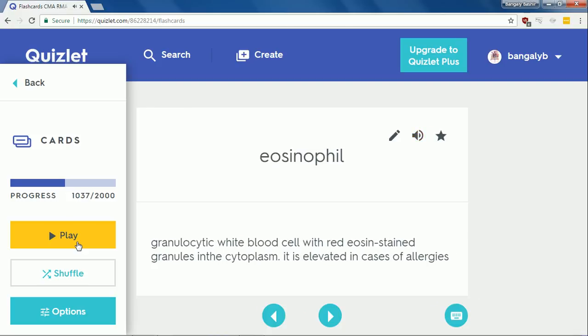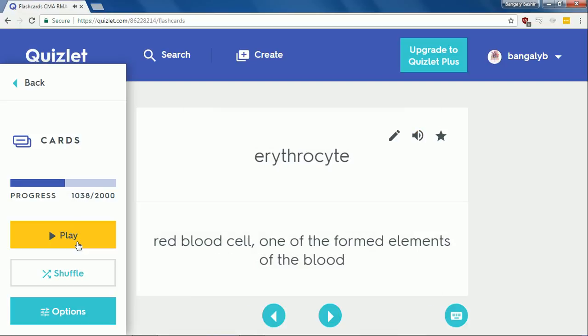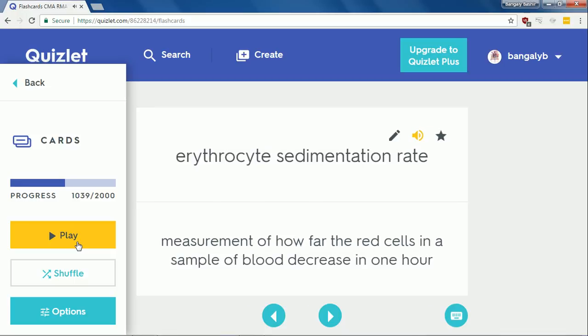Eosinophil. Granulocytic white blood cell with red eosin stained granules in cytoplasm. It is elevated in cases of allergies. Erythrocyte. Red blood cell, one of the formed elements of the blood. Erythrocyte sedimentation rate. Measurement of how far the red cells in a sample of blood decrease in 1 hour.